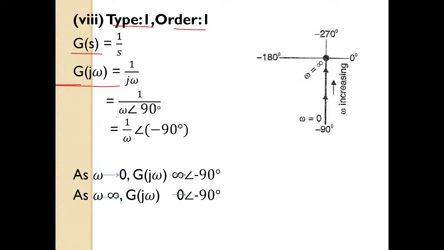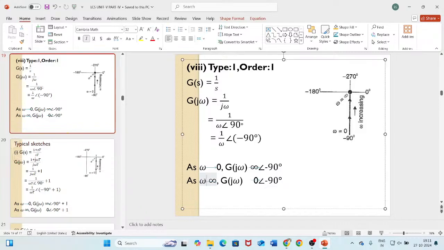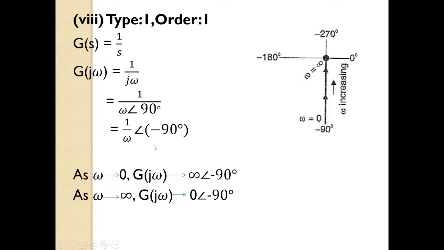So what is the magnitude of j omega? It is omega and angle is 90 degrees. So send the 90 degrees to the denominator, it will become minus 90. So 1 by omega at an angle of minus 90. So this is our magnitude and phase angle. 1 by omega is our magnitude here, and minus 90 is our phase angle.